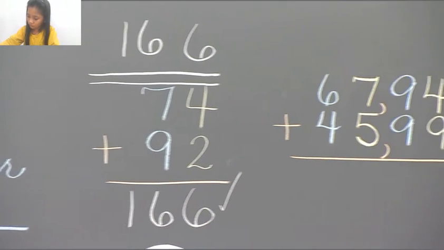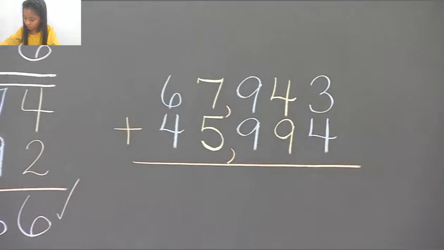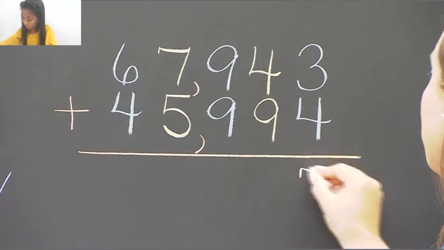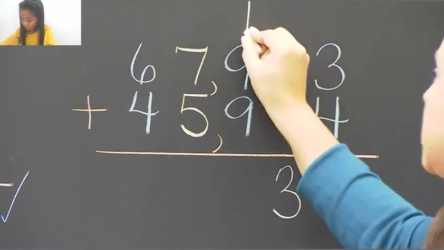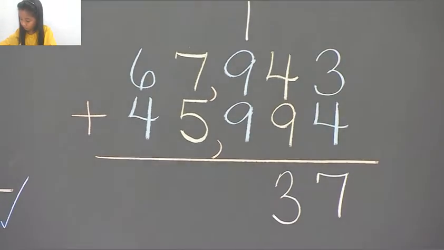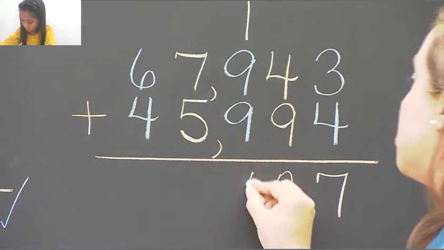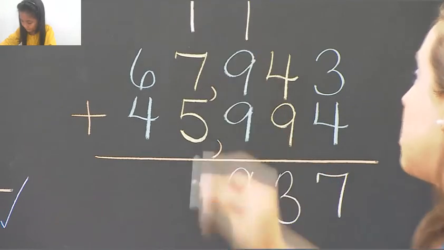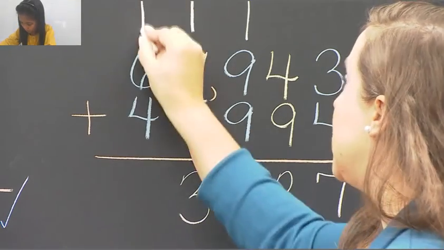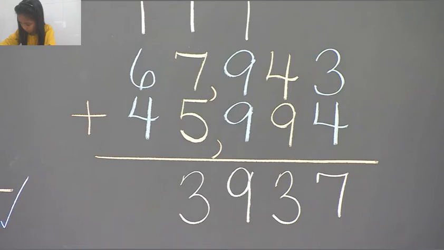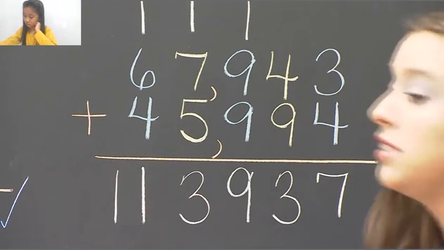Let's add through this one, and then we will check it. 3 plus 4 equals? 7. Good. 4 plus 9 equals? 13. So we have our 3, and we'll carry the 1 to the top of the next column. 1 plus 9 equals? 10. 10 plus 9 equals? 19. 19. So I have my 9. I bring it to the next column. 1 plus 7 equals? 8. Plus 5 equals? 13. So 3 on the bottom, carry the 1 to the next column. 1 plus 6 equals? 7. Plus 4 equals? 11. Where does the comma go in this number, Gage?